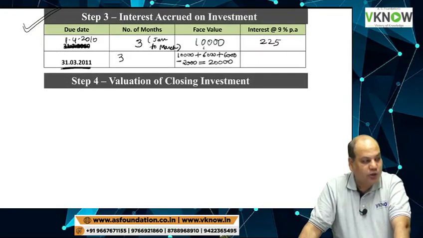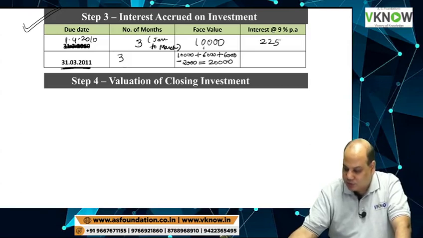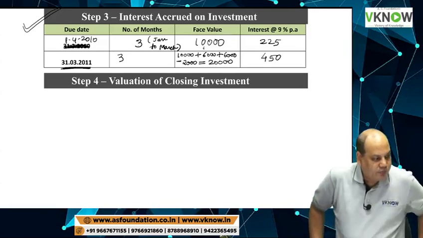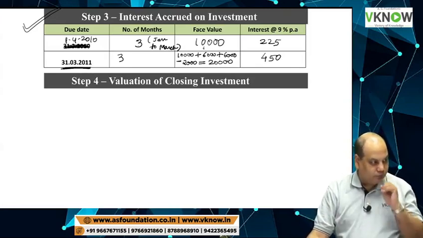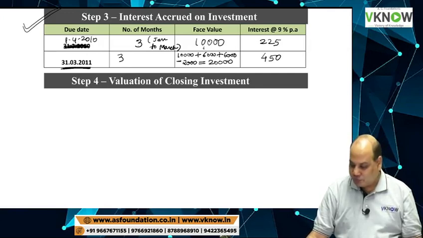Into 9% into 3 by 12, 450. 450 is right. Anybody, any query on this? 450 is right.